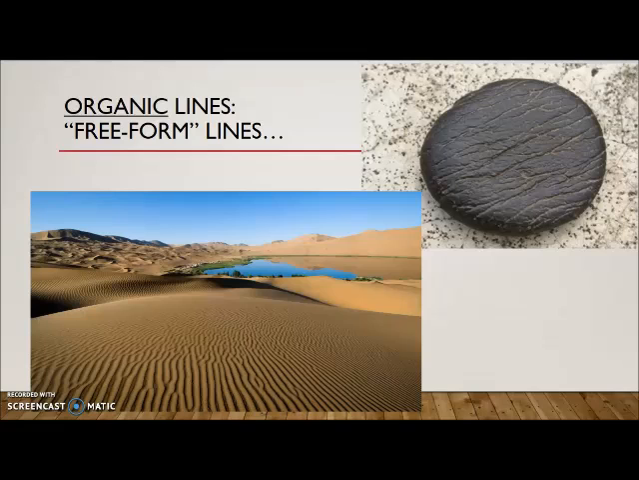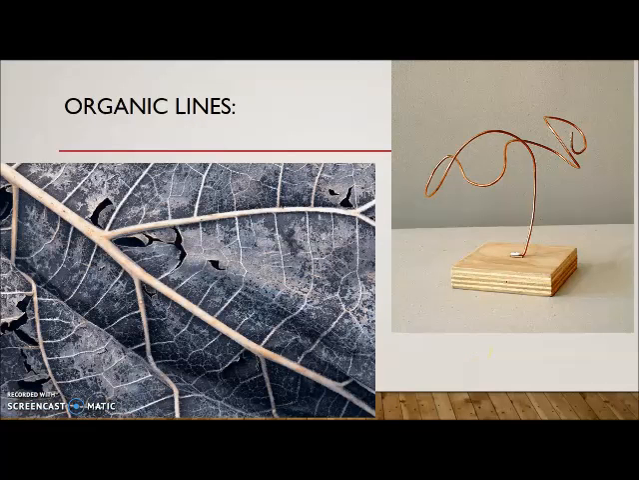These lines are naturally occurring lines, like the natural occurring lines in this pebble, or the natural occurring folds in the sand of the Sahara Desert. Organic line examples also include the veins of the leaves, and even this linear looking sculpture of an organic line.